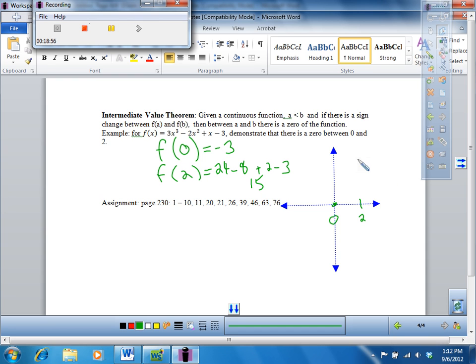So I have a point on this graph here, and I have a point on this graph here. What the intermediate value theorem says is if this function is continuous, and all polynomial functions are continuous, whatever it's doing anywhere else, if this function changes sign from here to here, then there must be a 0 between 0 and 2. You understand that? So if the function changes sign between those two x values, from positive to negative or negative to positive, somewhere between those two numbers it must cross the x-axis. And that's what the intermediate value theorem is.